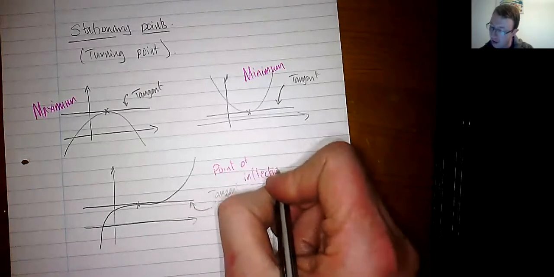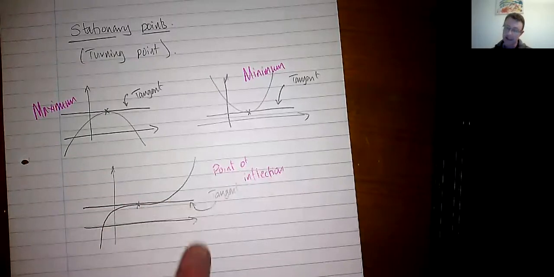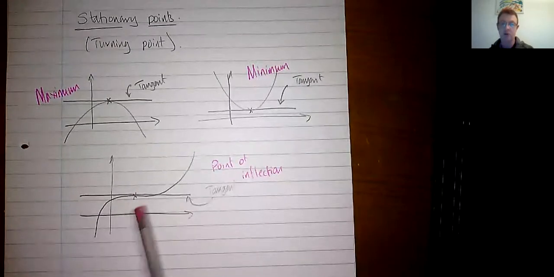And it's neither a maximum nor a minimum. It doesn't have to look like what I've drawn. It could go the other way. It could go down, across, and then down. But either way, it's neither a maximum nor a minimum.